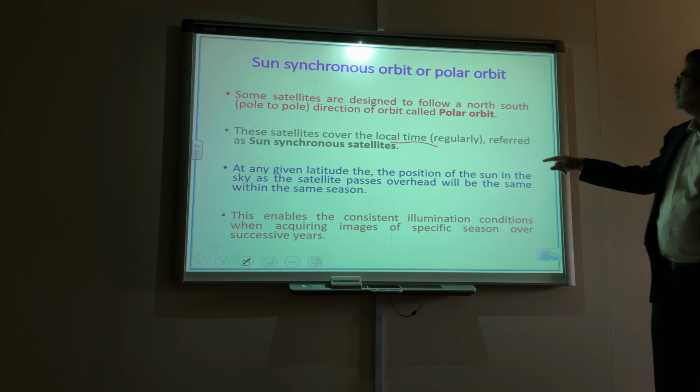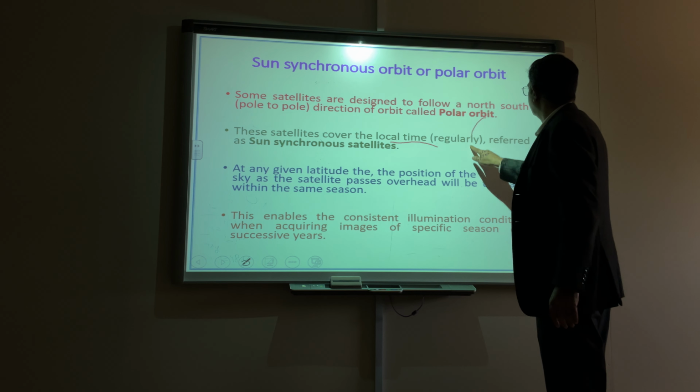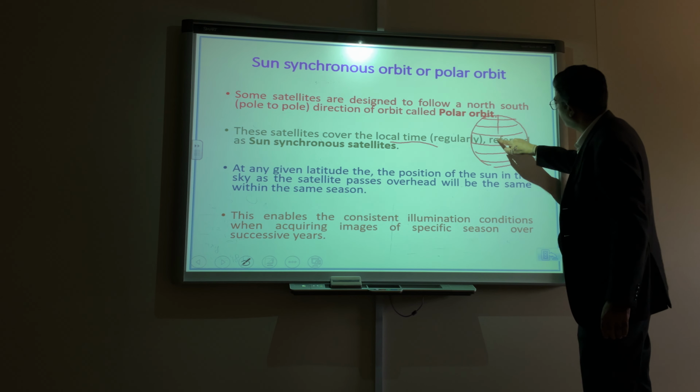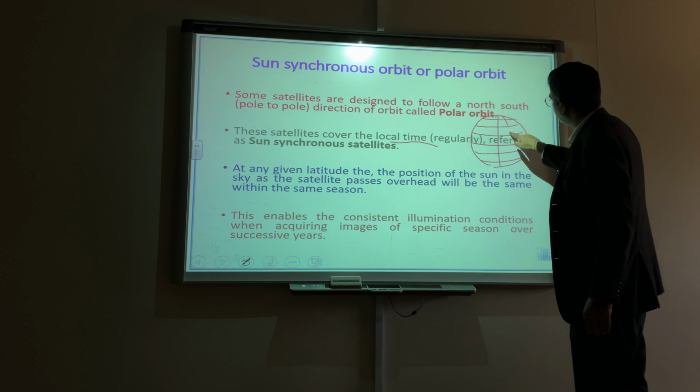Okay, means you have this Earth and you have the equator and you have these lines of latitude and you have these lines of longitude.